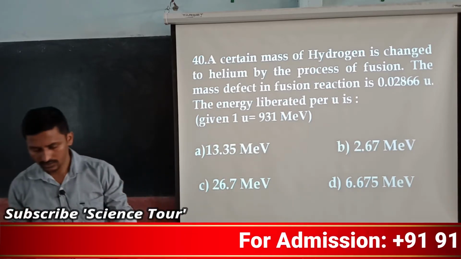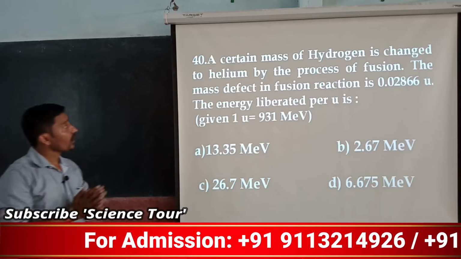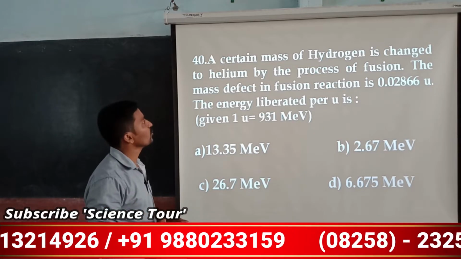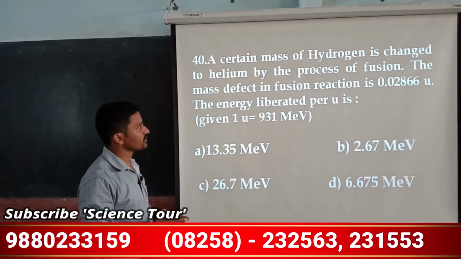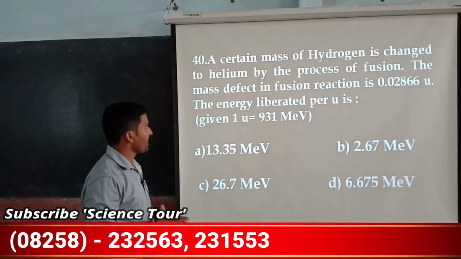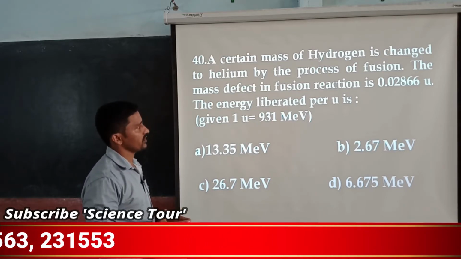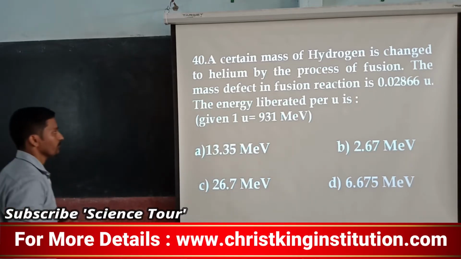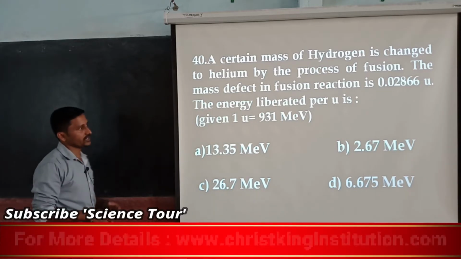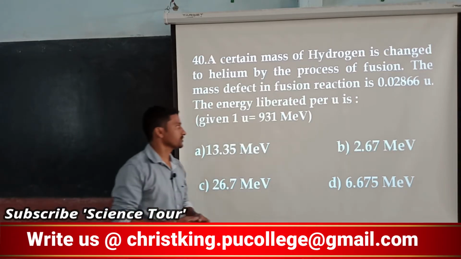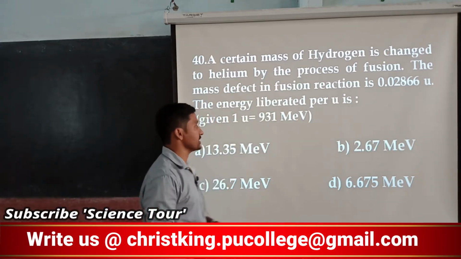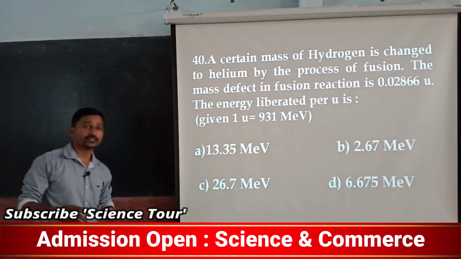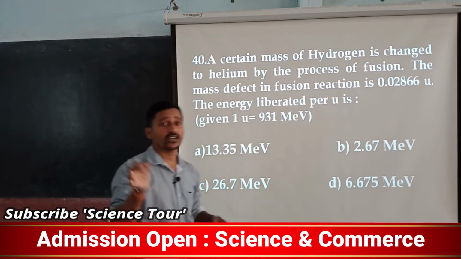Okay, so next: a certain mass of hydrogen is changed to helium by the process of fusion. The mass defect in the fusion reaction is 0.02866 AMU. So the energy liberated per nucleon is... Now 1 AMU means this, so you have to do the multiplication. This we have already done, isn't it? In earlier problems, we have done this kind of problem.